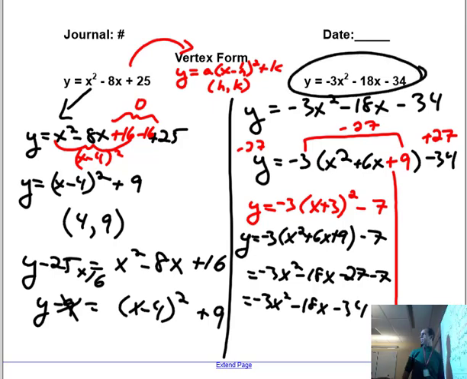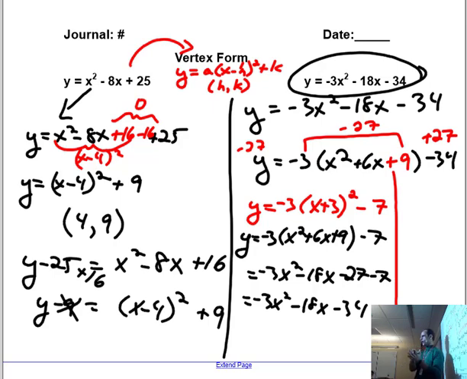Isn't it the same thing? It is. If I didn't add the 27 here to compensate for subtracting 27 when I stuck that 9 on the inside, instead of minus 27 minus 7, it would be -18x minus 7, and that wouldn't be the same as minus 34. It would be a completely different quadratic.